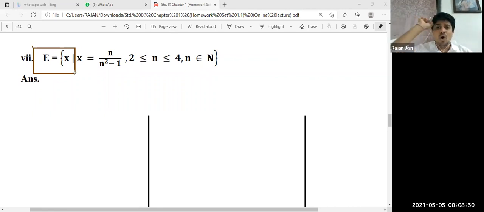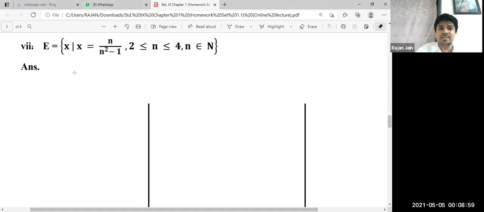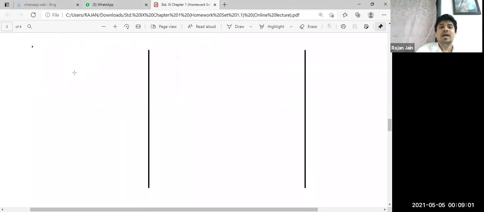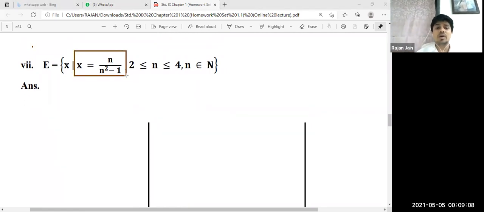E is a set of all x. So in order to get the elements of the set, you need to get the value of x. But to get x, there is a formula that we are supposed to use. The formula that we are supposed to use is this one: x is equal to n upon n square minus 1.